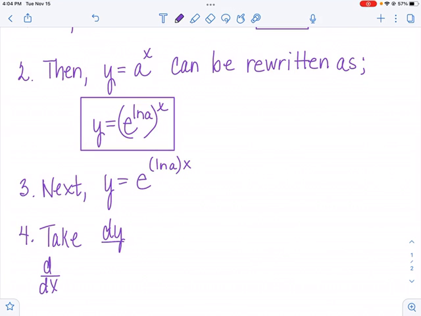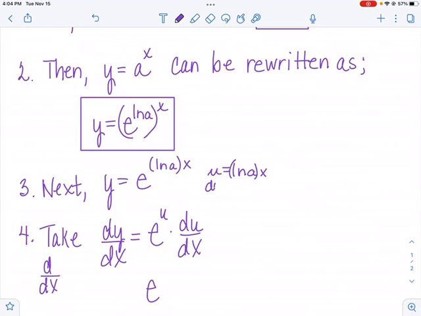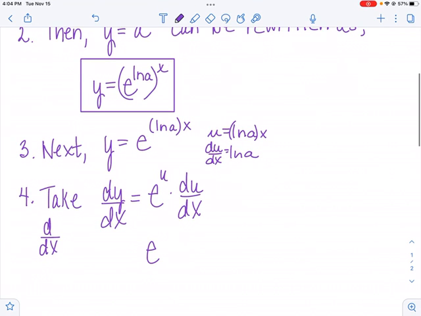So we get dy/dx is equal to e to the u times du/dx, using the chain rule. Here u is equal to ln of a times x, and then du/dx is, of course, ln of a. So we would get e to the ln of a times x, put parentheses around that, and then we would have du/dx, which is ln of a. So it's going to be times ln of a.